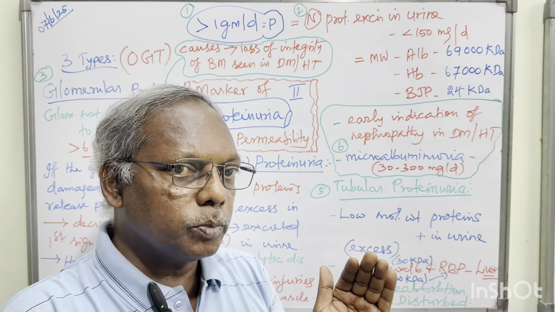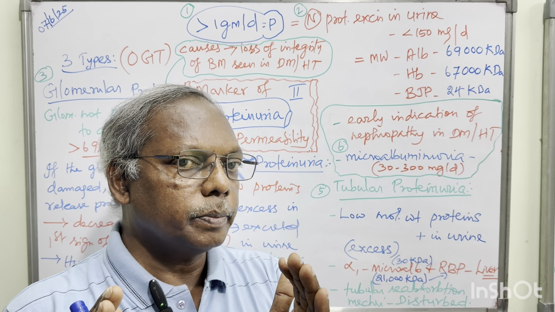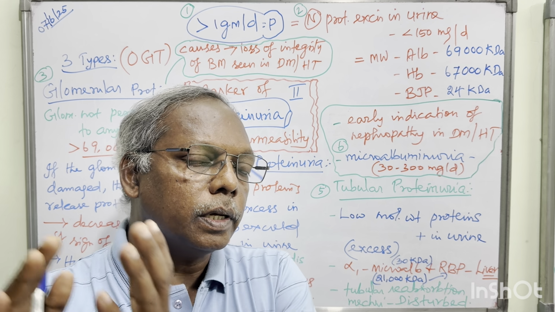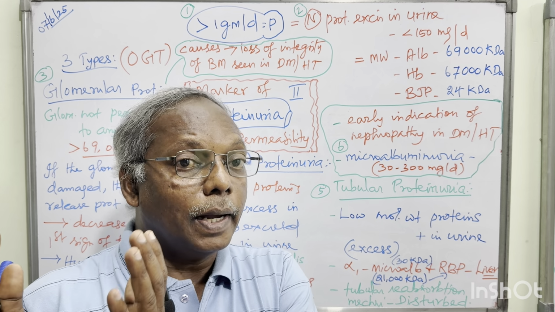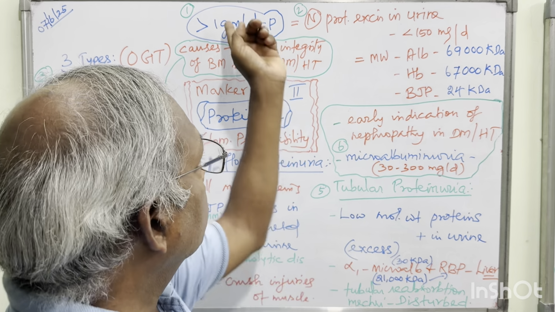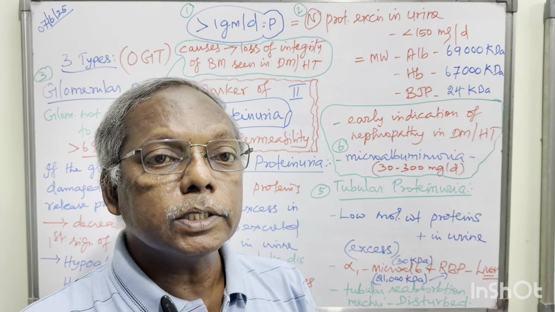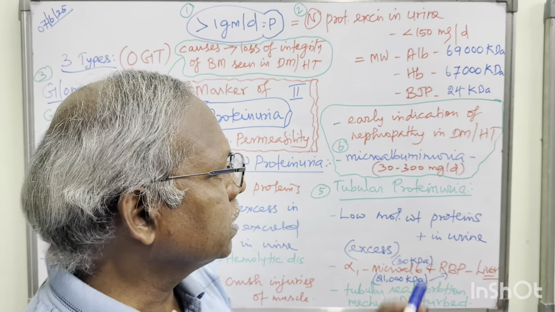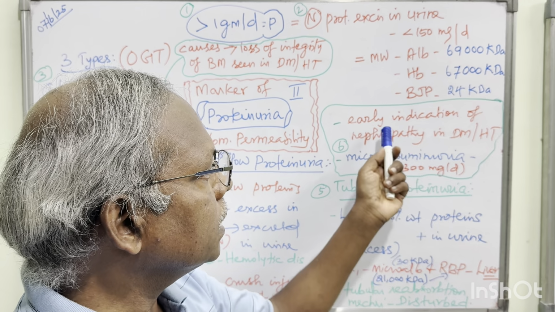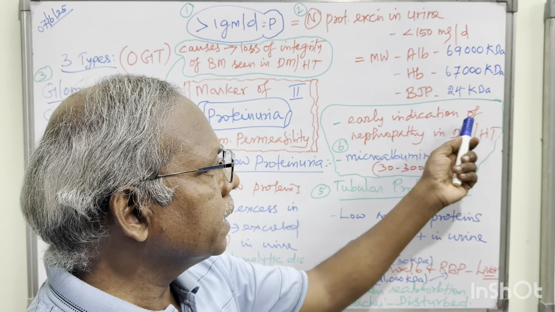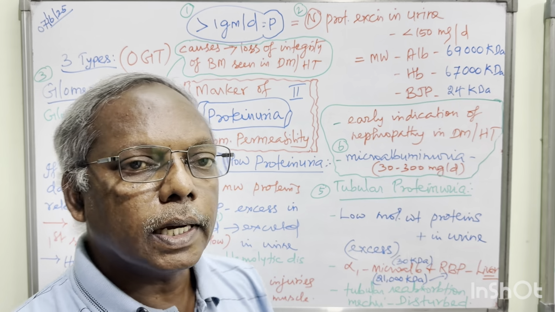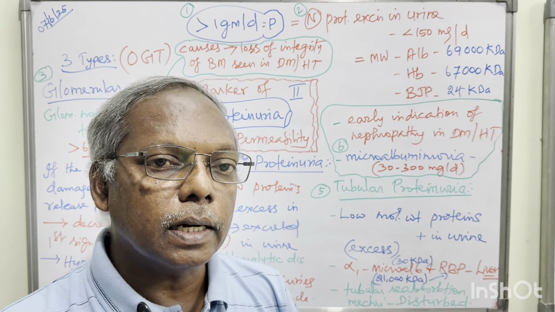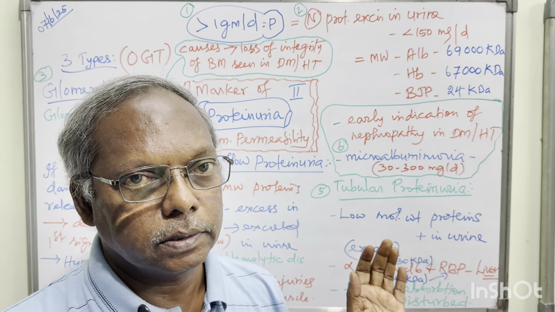0 to 30 is normoalbuminuria, 30 to 300 milligram per day is microalbuminuria, more than 300 milligram is macroalbuminuria, and more than 1000 milligram we call proteinuria. What is the significance of microalbuminuria? This is an early indication of nephropathy in diabetes mellitus and hypertensive patients. Okay.